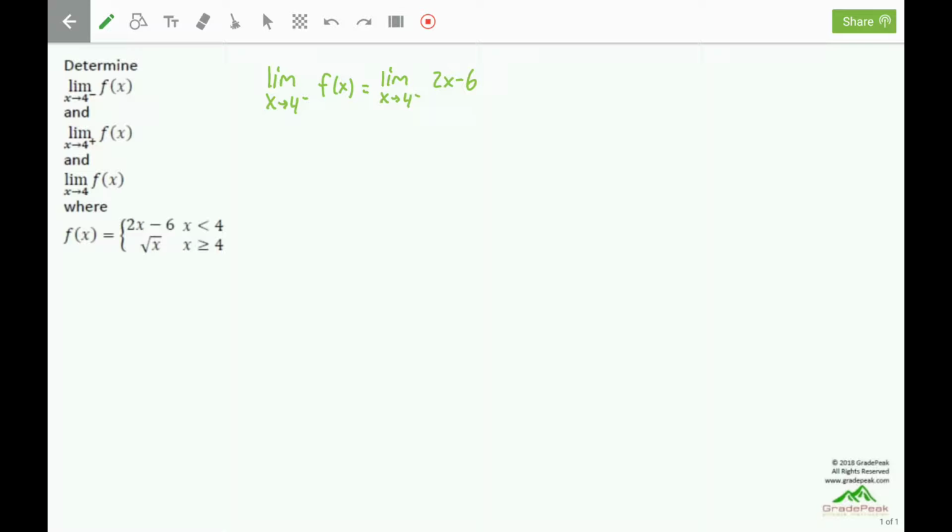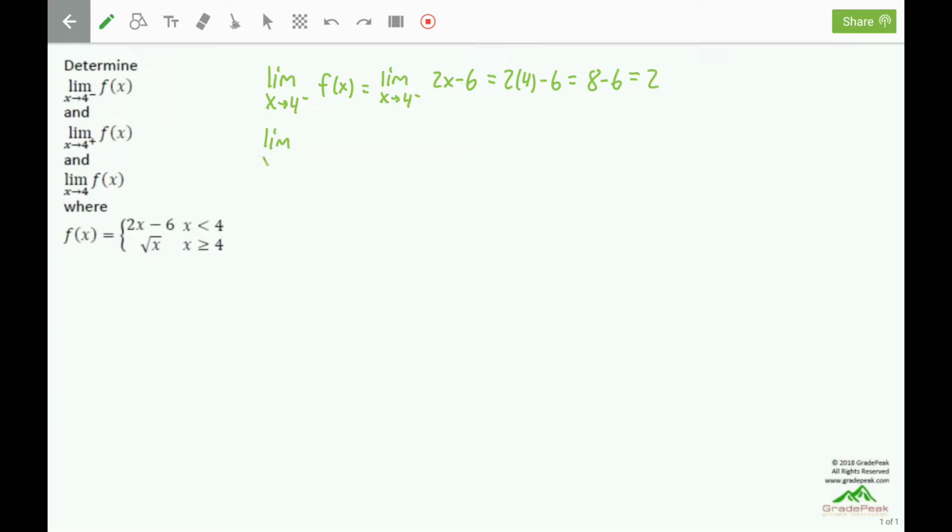The next thing to do is try plugging a 4 in for each of the x's. That will give us a 2 times 4 minus 6. 2 times 4 is 8 minus 6. Since we are not getting the 0 over 0 indeterminate form, this is determinate, and 8 minus 6 comes out to a 2.